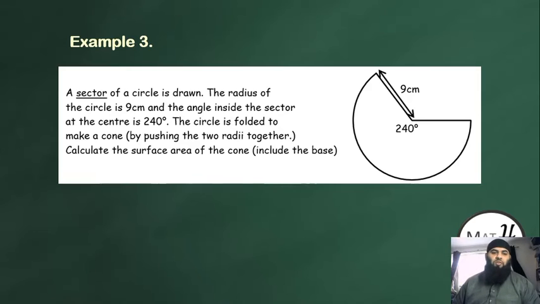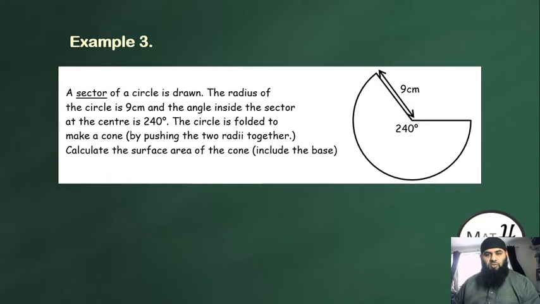A circle is drawn, the radius of the circle is 9 centimeters, and the angle inside the sector at the center is 240 degrees. The circle is folded to make a cone by pushing the two radii together. This shape, as you remember, the major sector, becomes a cone when you push the two radii together. Calculate the surface area of the cone, including the base.